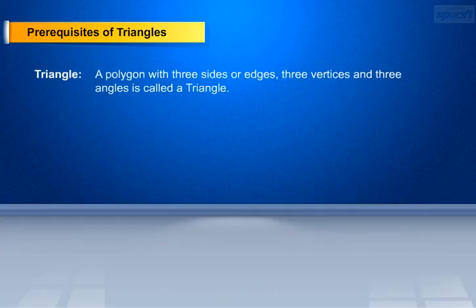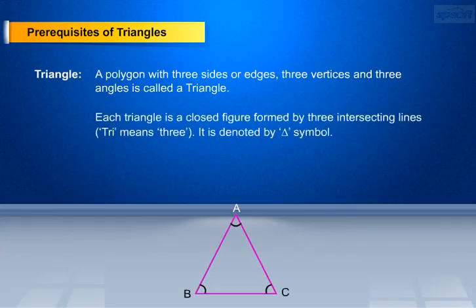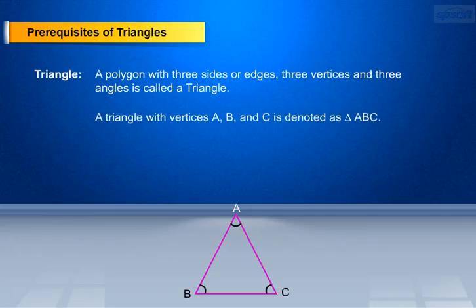Triangle. A polygon with three sides or edges, three vertices and three angles is called a triangle. Here, a polygon is a closed shape, and is made up of three or more straight lines. Each triangle is a closed figure formed by three intersecting lines. Tri means three. It is denoted by the triangle symbol. A triangle with vertices A, B, and C is denoted as triangle ABC.